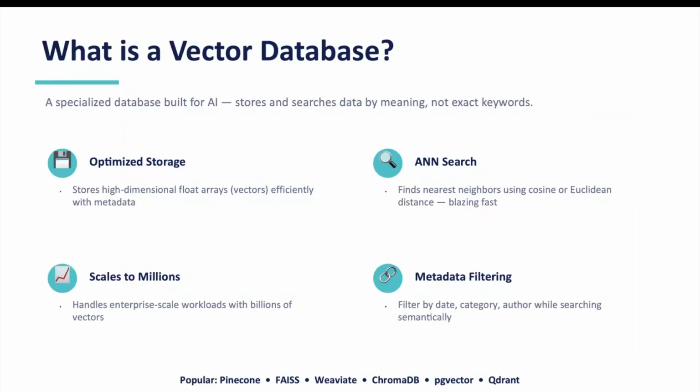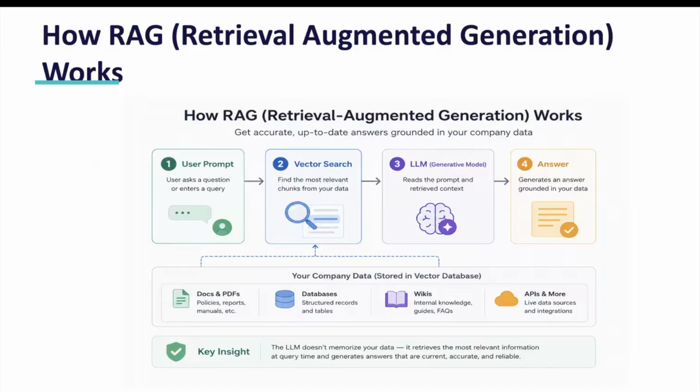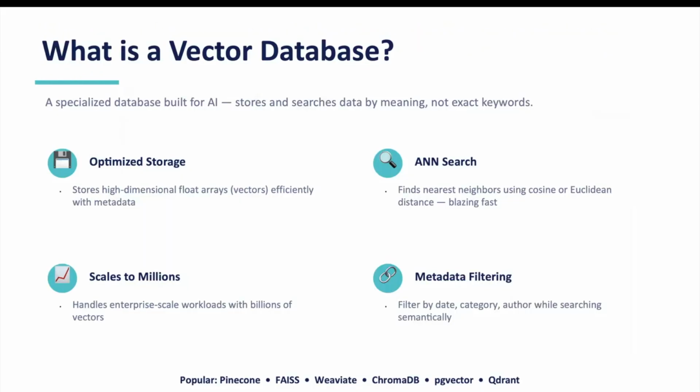So what is a vector database? Where are we going to use the vector database? We just saw that. And what is a vector database? This is what we are going to speak about here. As I said, it's a specialized database built for AI, which stores and searches data by meaning.